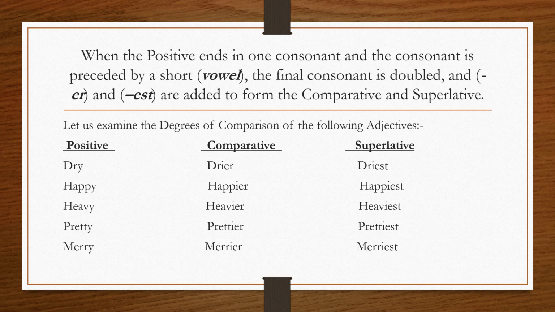Now, when the positive ends in one consonant and the consonant is preceded by a short vowel, the consonant is doubled and ER and EST are added to form the comparative and superlative.